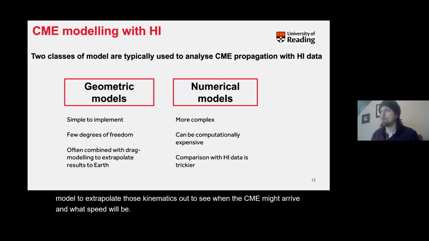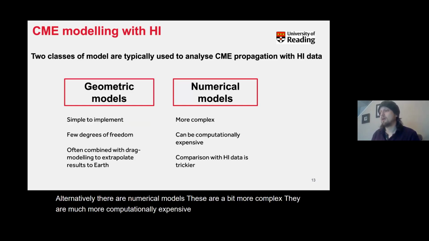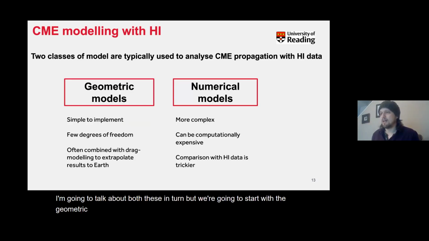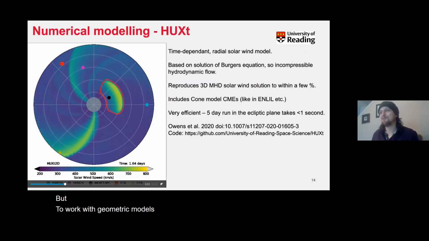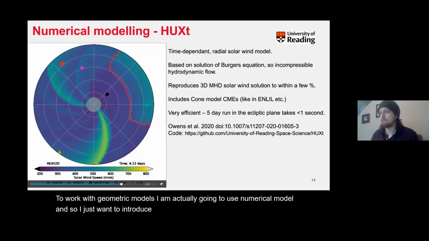Alternatively, there are numerical models. These are a bit more complex. They are much more computationally expensive than the geometric models, but they do offer more detail. And comparison with the HI data is a little trickier. I'm going to talk about both of these in turn, but we're going to start with the geometric models. But to work with the geometric models, I am actually going to have to use a numerical model. So I just want to introduce a numerical model that we've been developing and using at Reading.